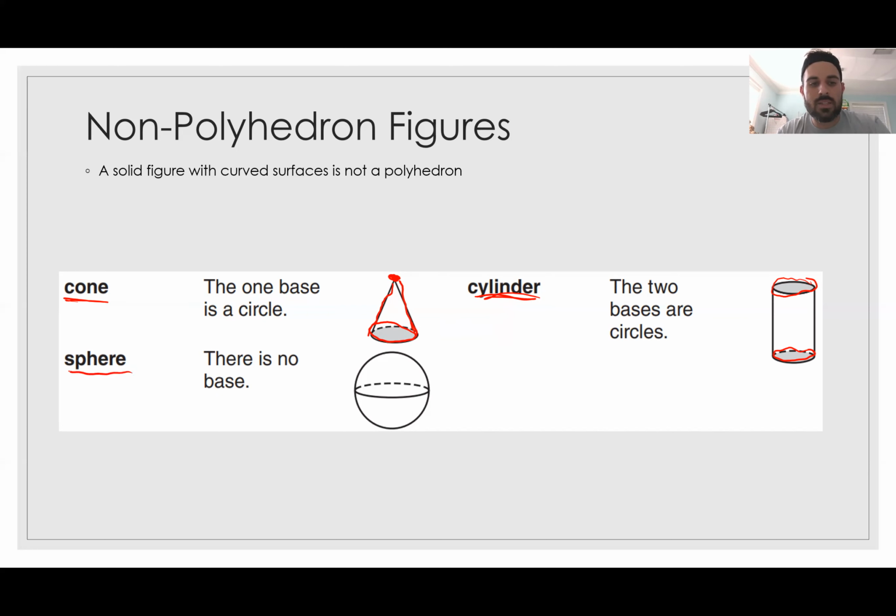And last but not least, we have something called a sphere. A sphere is a baseball, a basketball. Any 3D ball-shaped figure is called a sphere. There's no base. There's no faces. It's just one round piece of mass, like a basketball, a baseball, a tennis ball, a golf ball. So any ball-shaped figure would be a sphere.